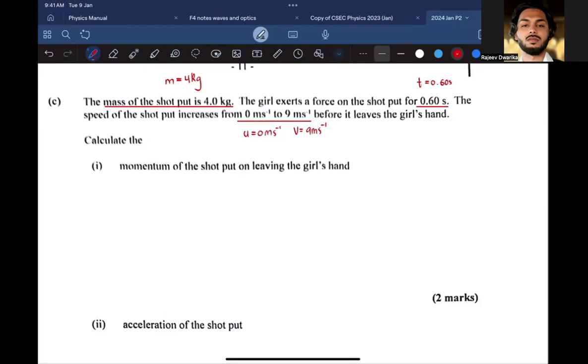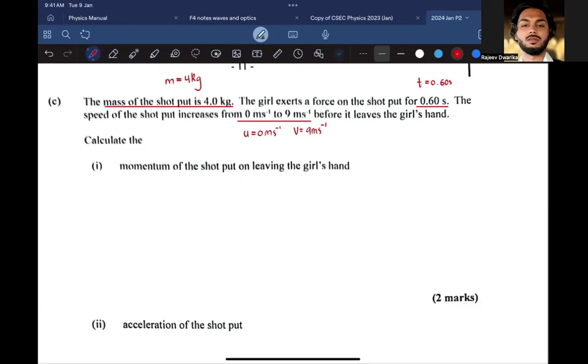Then they're saying it starts off from 0 to 9. So the initial velocity, which is the velocity it was at, was 0. That's u, in meters per second, which is the SI unit for speed. Then it increases to 9 meters per second, so that's the final velocity. So we have u, we have v, and we have time. That's sounding like we could find what? Anytime you have initial, final, and time, we could find... Momentum? No, that's not what I wanted to hear. I wanted to hear acceleration. You've got to find the acceleration.